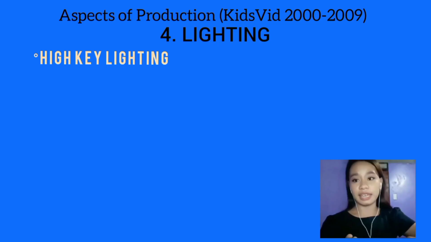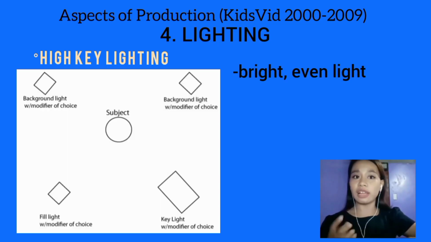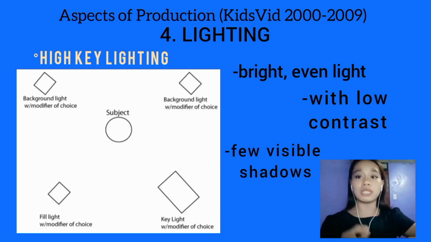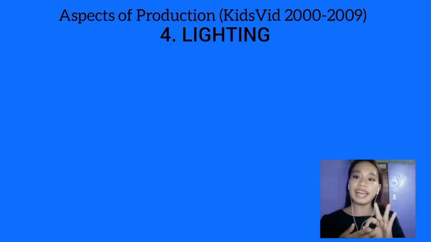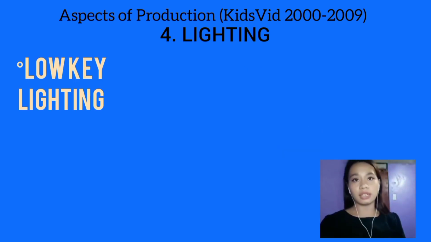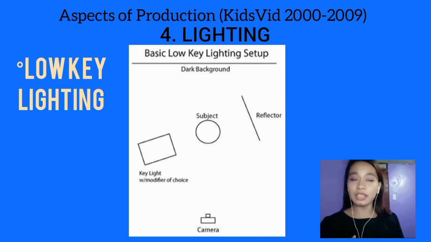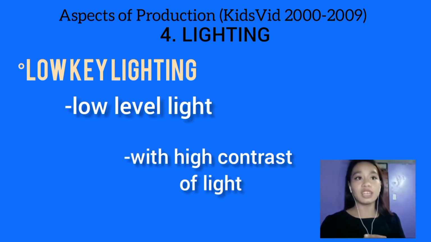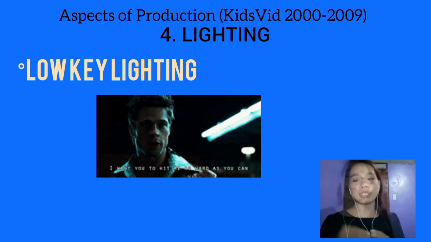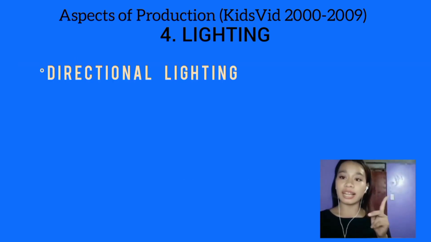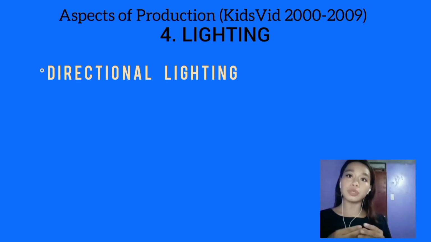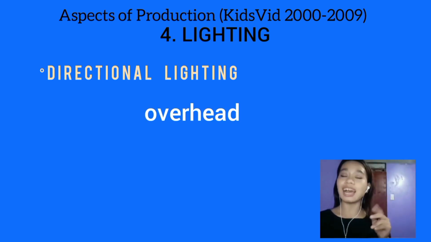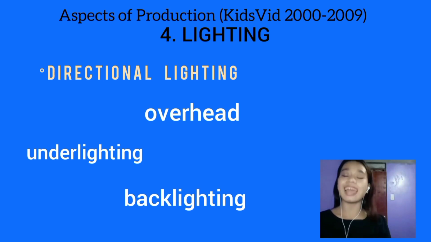The second lighting is the high key lighting. It is a bright, even light with low contrast and few visible shadows. The third lighting is the low key lighting. It is usually a light that has a low level of light with high contrast, such as in film noir and horror films. The last lighting is directional lighting. It is used for all the other sources such as overhead, underlighting, backlighting, and etc.